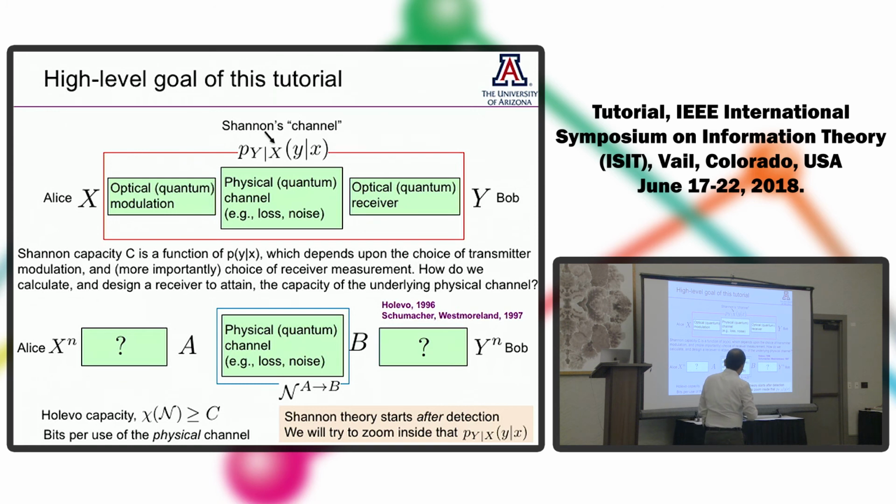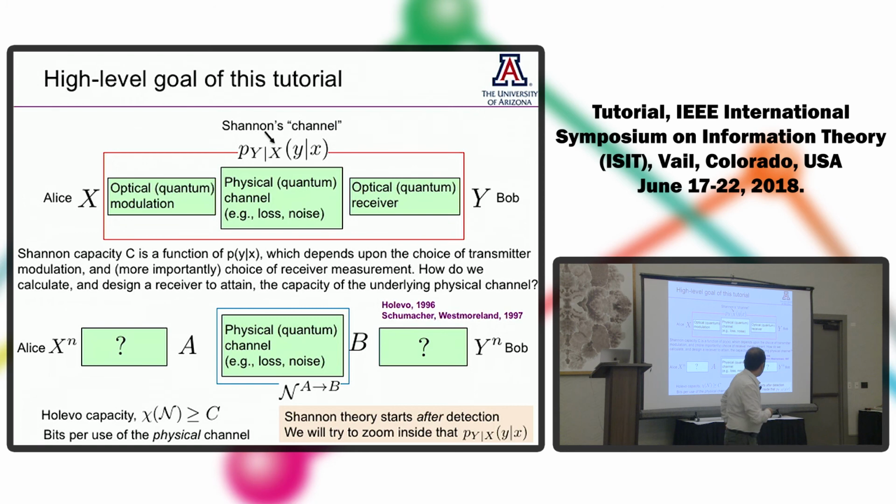And the capacity that governs that fundamental limit is called the Holevo capacity. This is named after Alexander Holevo, who was the Shannon Award winner of a couple of years back. And this number will be in bits per use of that channel, okay? And this will be higher in general than the Shannon capacity associated with any P of y given x for any particular choice that you made on both sides.